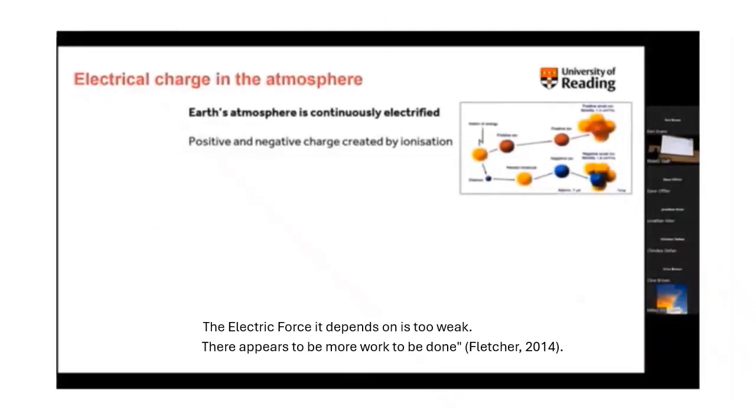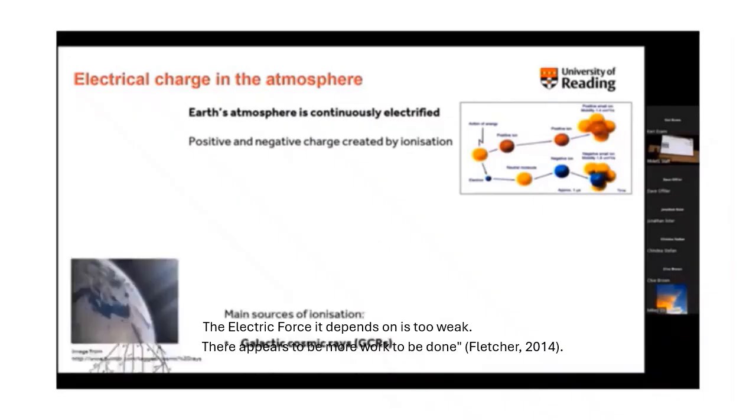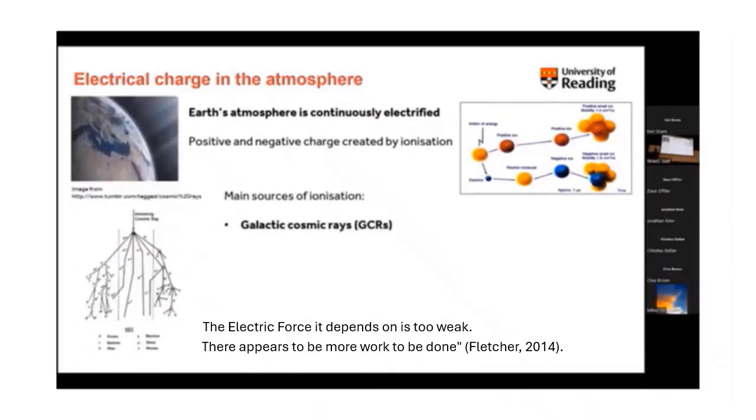So if you forget everything else I say tonight, the one thing to remember here is that Earth's atmosphere is always electrified. Normally, we just think about charge when there are thunderstorms and lightning around, but it's electrified all the time, and charge is continuously generated. That's through a process called ionization. Positive and negative charge is created by ionization all the time. And in our atmosphere, there are two sources of ionization.